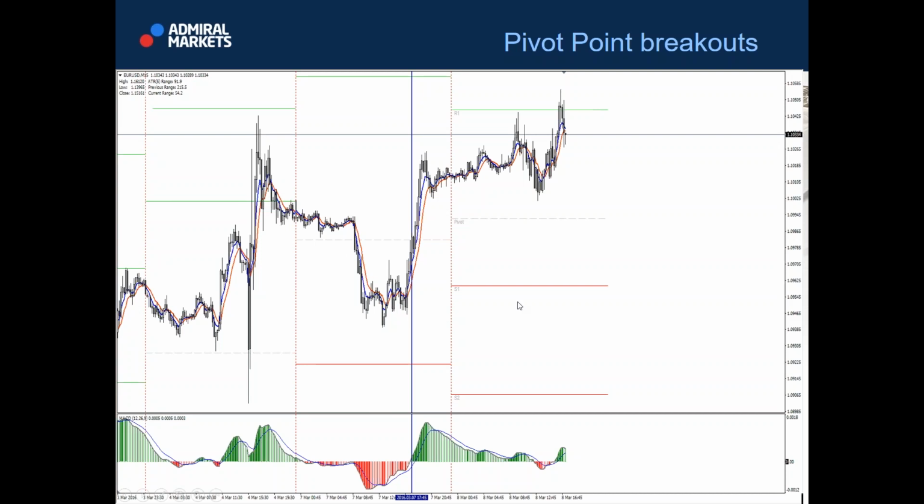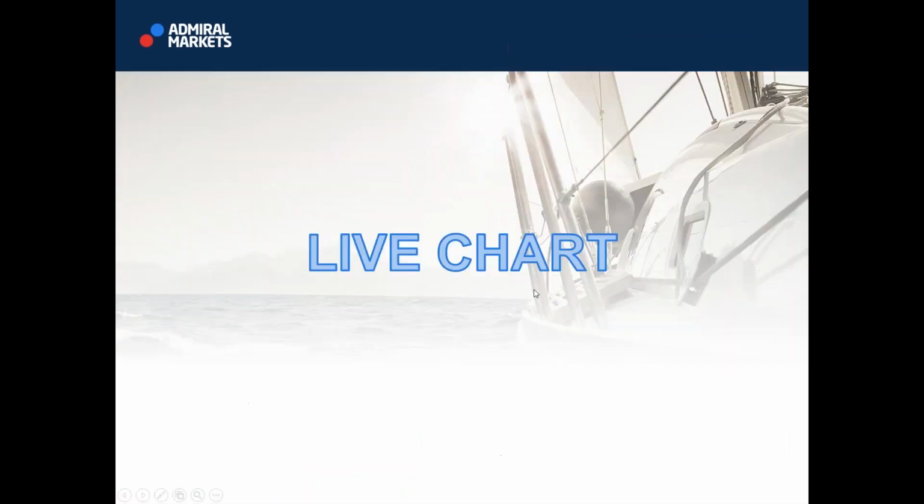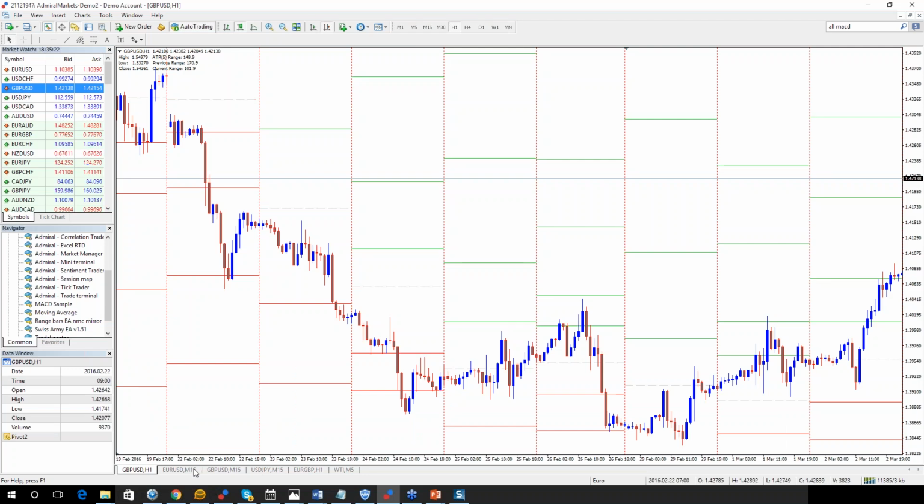But it's always good to go in the trend direction. And because this is simply a breakout of the pivot point, you want to go for a quick profit. You don't want to hold your trades for too long. And this is actually a live chart.